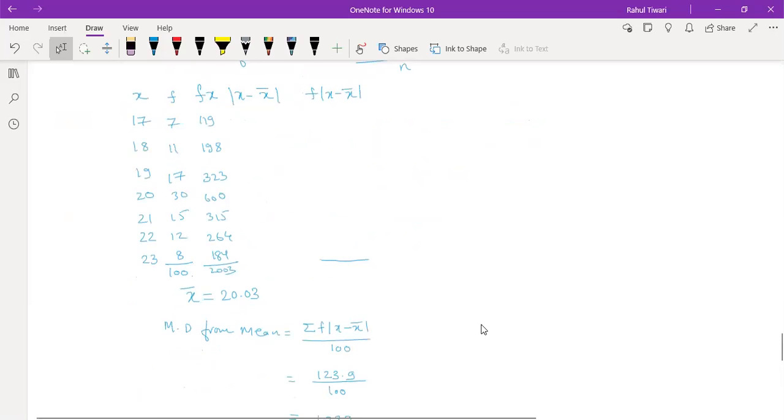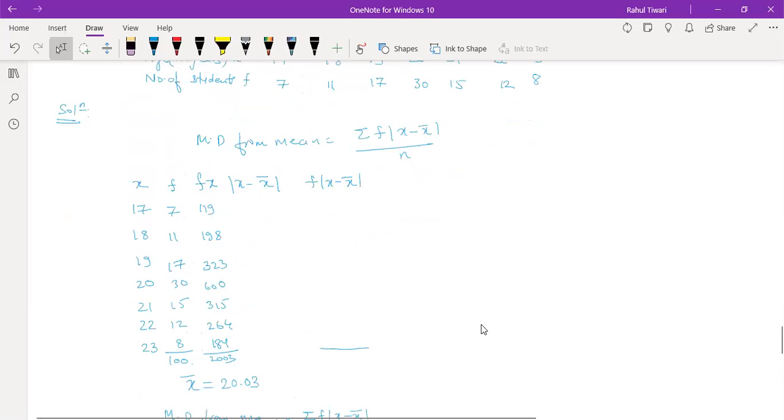So you do one thing, make one more column here: mod of x minus 20 and f into mod of x minus 20, and just tell me the sum of this, and we can find that value. Okay, so just calculate and let me know the answer. You can put it in the chat box, no problem.